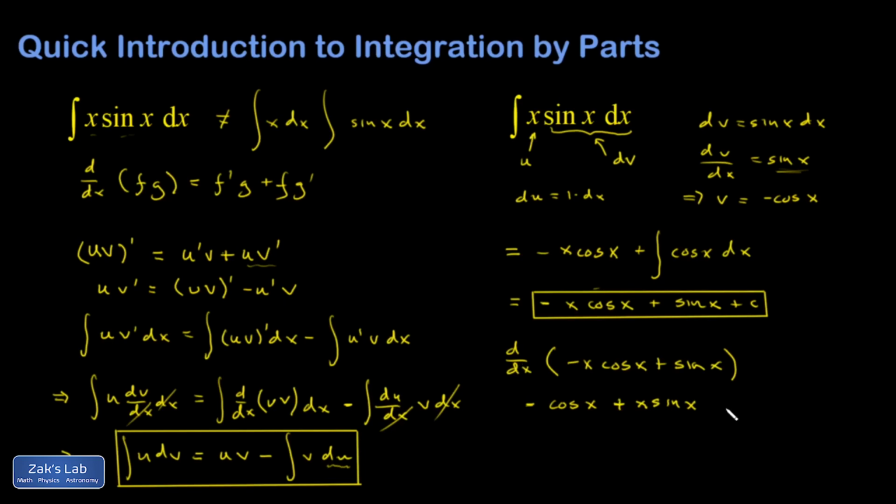And then I have the derivative of sine x. All right, so I have negative cosine x, positive cosine x canceling out. It leaves me with x sine x, which is what I started with.